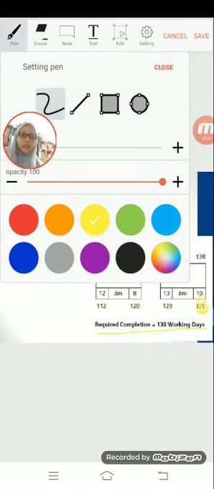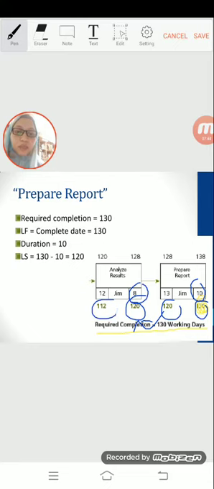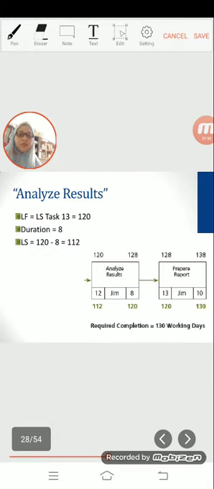Okay, I change the pen. 130 minus 10 equals 120. 120, you bring here. 120 minus 8 equals 112.